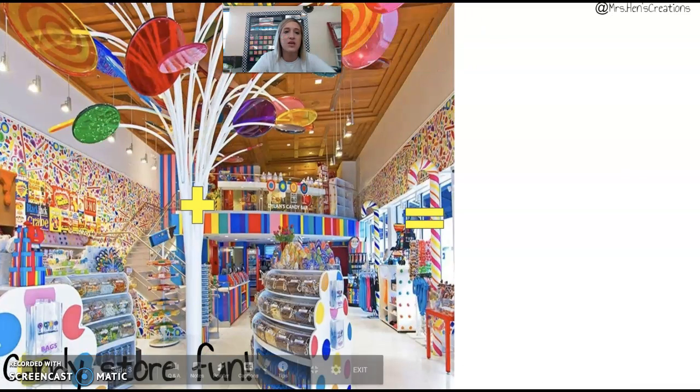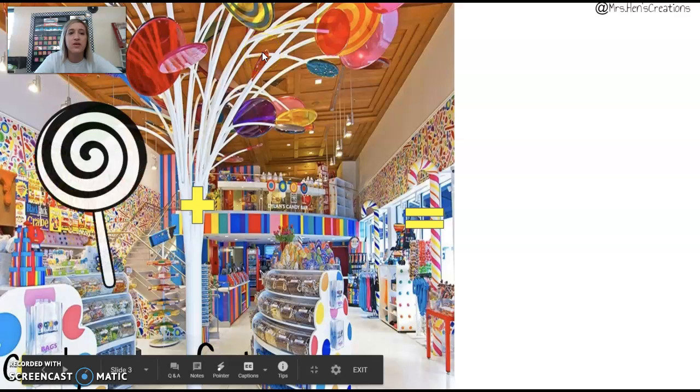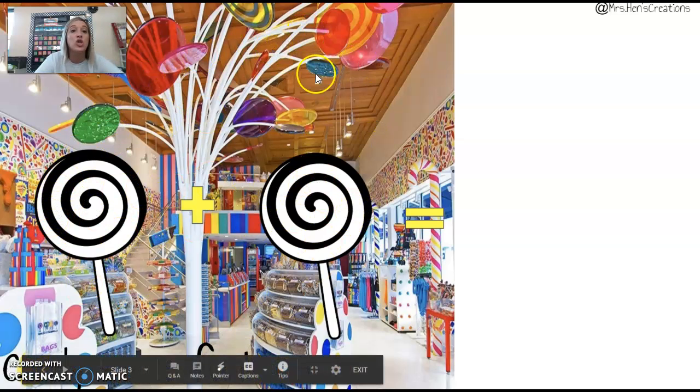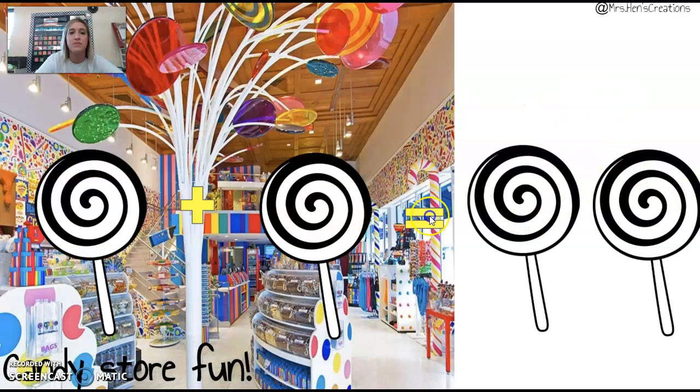All right, so let's look at this. This is called the candy store. There was one lollipop, and then I bought another lollipop. So how many am I going to have all together? Right, 2 lollipops. Because if I buy one and then I have another one in my hand, now I have 2 lollipops.